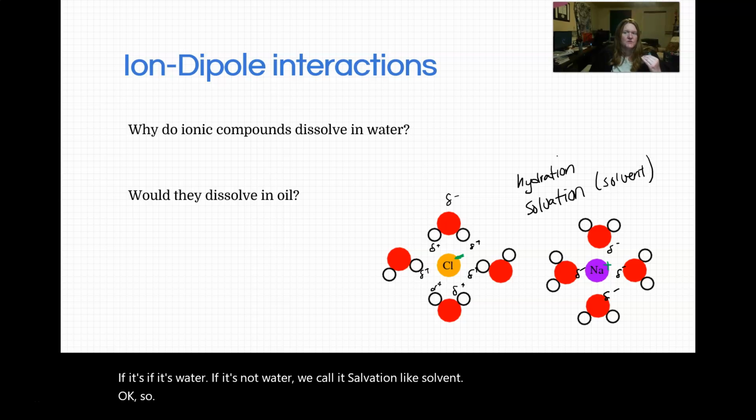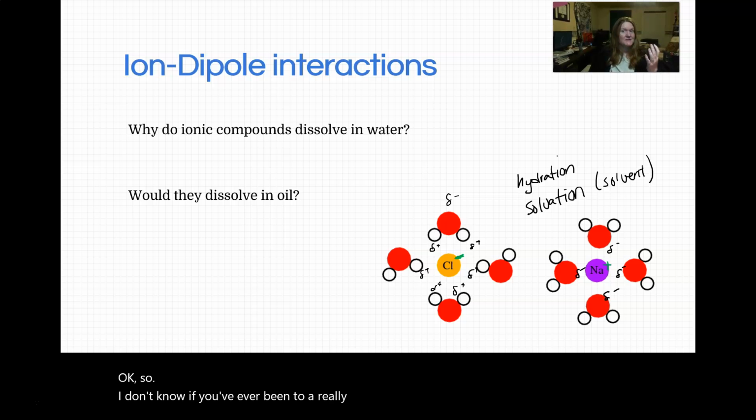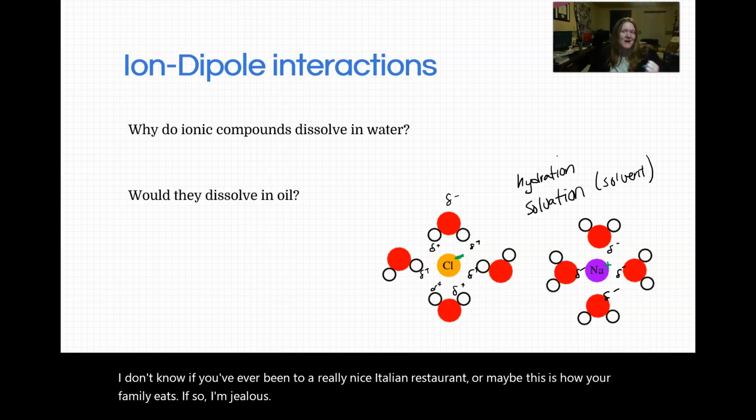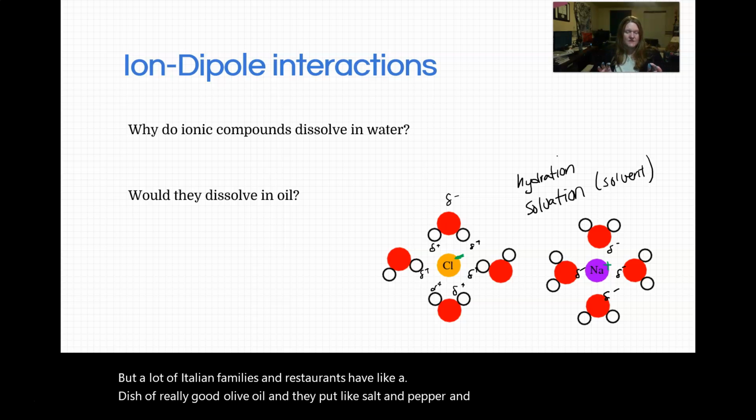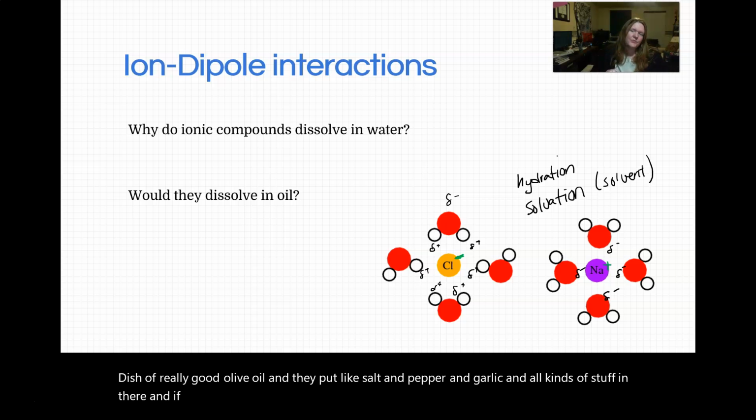I don't know if you've ever been to a really nice Italian restaurant, or maybe this is how your family eats. If so, I'm jealous. But a lot of Italian families and restaurants have a dish of really good olive oil, and they put salt and pepper and garlic and all kinds of stuff in there. And if you really look at it, all of the salt and pepper sinks to the bottom. It does not dissolve in the oil.